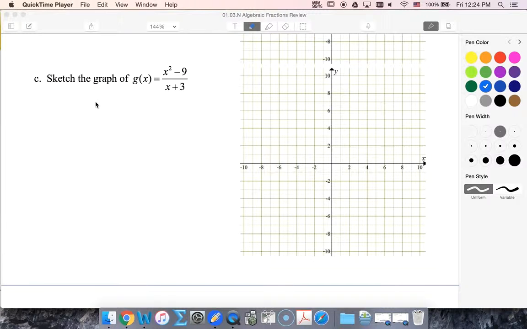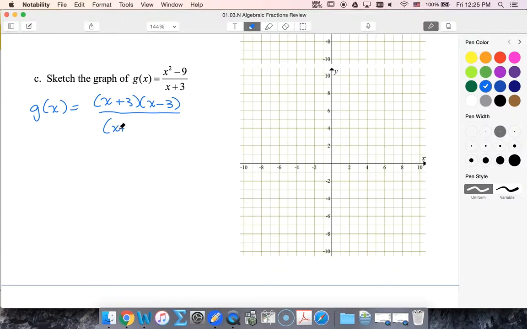So I'm going to pick C to start with here, noting that this is a difference of squares and therefore it factors. So g of x is (x plus 3)(x minus 3) over (x plus 3). Notice I could think about quadratic divided by linear is going to look linear. And even more so, I know exactly what line it's going to look like because these cancel out.